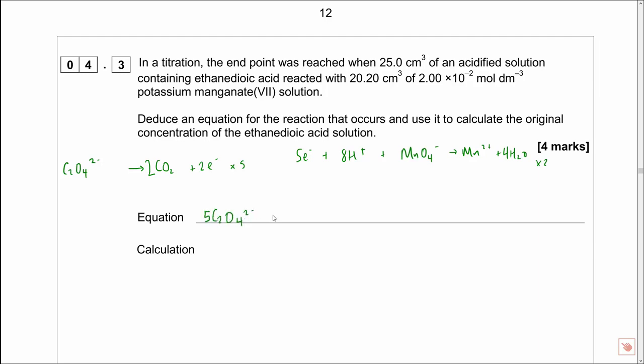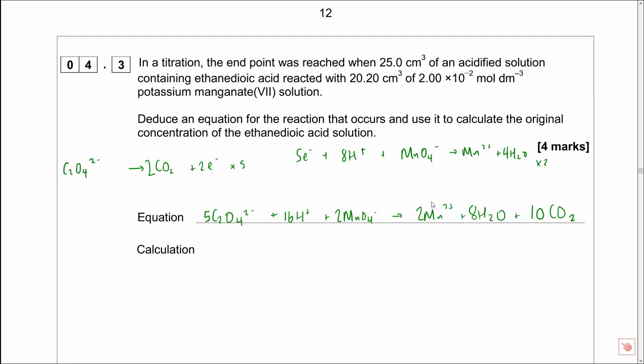5C2O4 2-, electrons cancel, so we don't include them. 8H+, oh no, 16H+, add 2MnO4-, going to 2Mn2+, add 8H2O, add 10CO2, and that should be the lot.